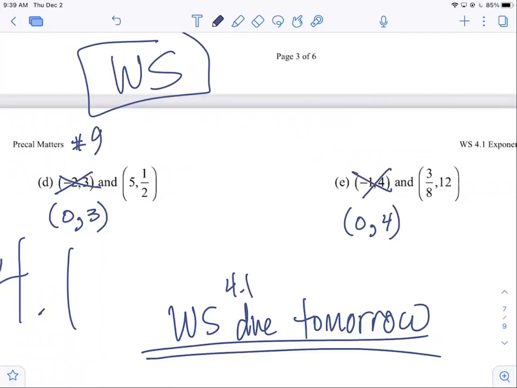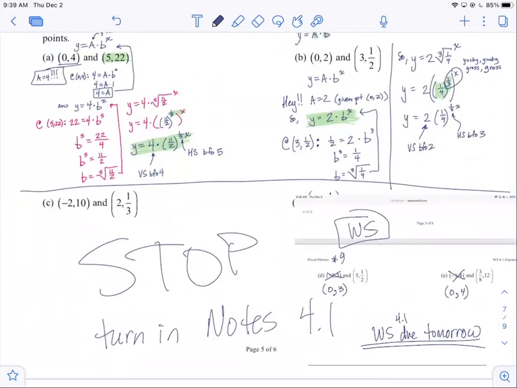All right. So, a final question. On your notes? Well, you can do the entire worksheet now. You just change number 9, D and E, to those 2 ordered pairs, and then you can do the entire worksheet.